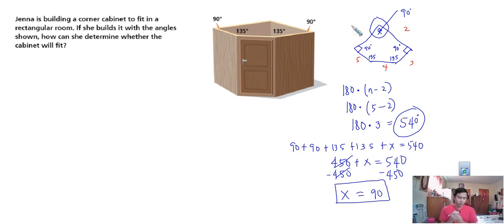Now we have to interpret. The interpretation here is that because the angle is 90 degrees, the cabinet will fit in the corner. Okay, so that's the interpretation there. So again, if Jenna builds this cabinet, it will surely fit because the measurement of the missing angle is 90 degrees.